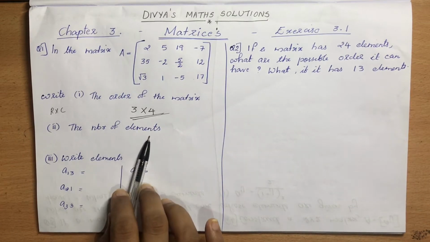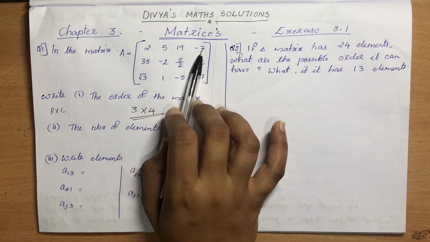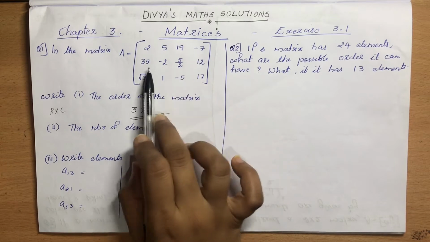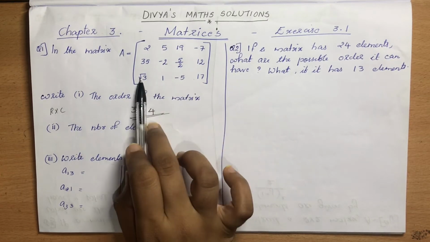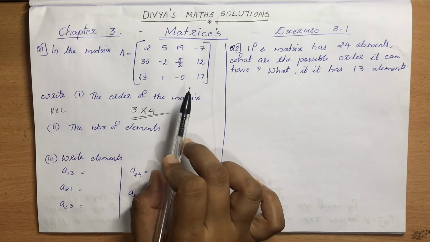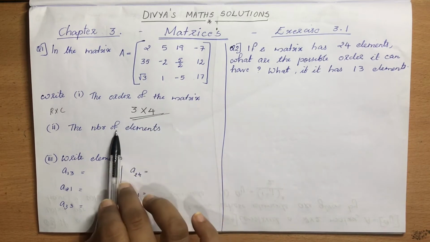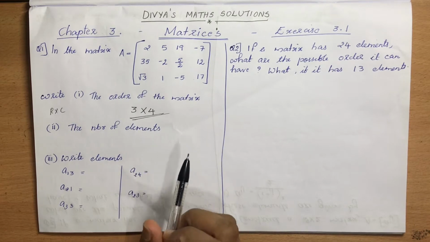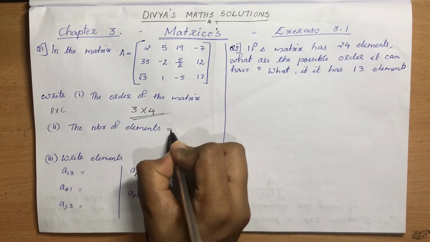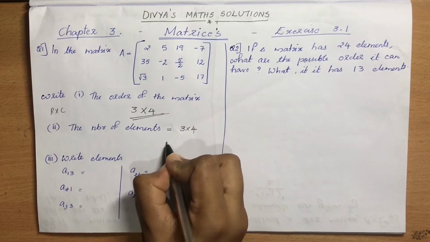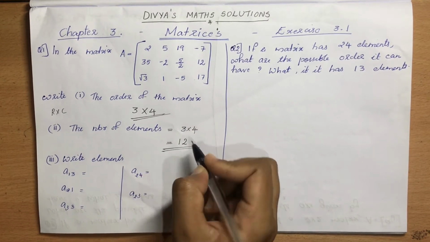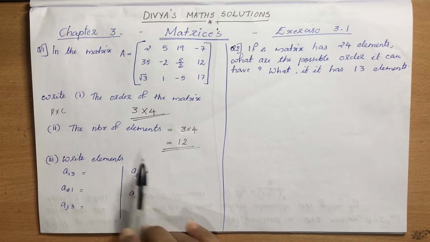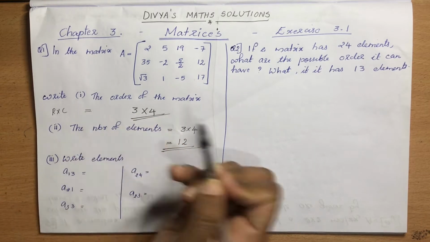Next, the number of elements. Each number is called an element of the matrix, right? So how many elements are here? 1, 2, 3, 4, 5, 6, 7, 8, 9, 10, 11, 12. Either you can count, or the number of elements is this 3 into 4. What is 3 into 4? 12, right? So the number of elements equals 3 into 4, equal to 12. Either you can count, or from the order you can multiply and you will get the number of elements. The order of the matrix is row by column only.